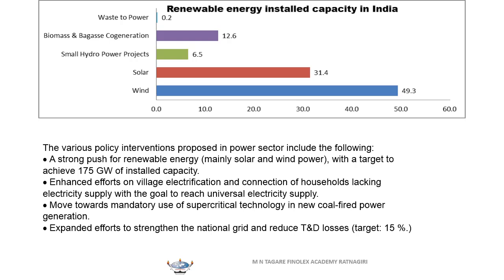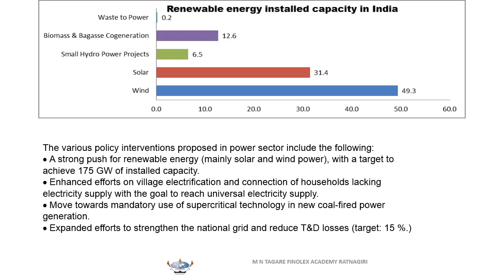And in the years to come, I'm sure that the penetration of solar will increase. It will increase beyond wind because it's cheap also. Now the percentage of biomass and biogas cogeneration is 12.6%. Small hydro projects are 6.5%. And waste to power, the percentage is very low, but still it is important, just 0.2%. So this is the percentage of various renewable energy sources in the installed capacity of India.